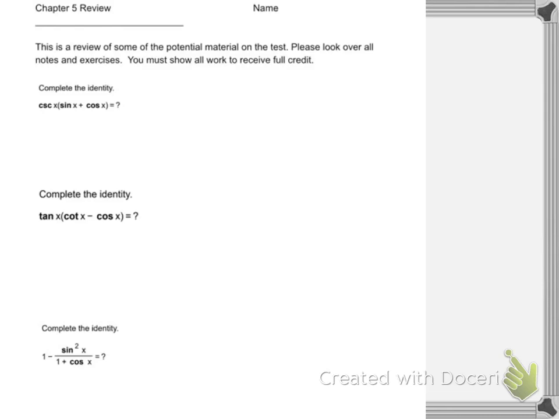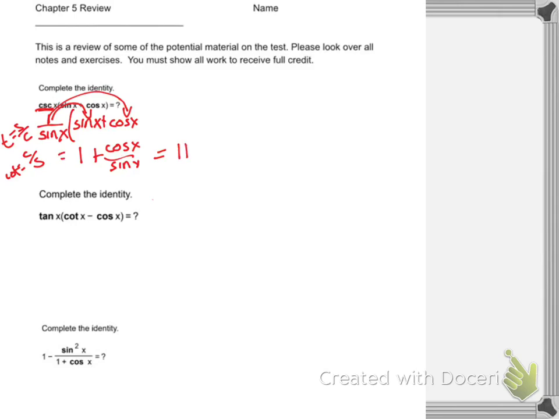As I look at this, I think the first step would be to translate this into sine. So we're going to do 1 over sine, that's that identity, times sine x plus cosine x. I'm going to distribute that in. So sine times 1 over sine will give me 1 plus, and then this gives me cosine over sine. I know that tangent is sine over cosine, so that means cosine over sine has to be cotangent. So we now can rewrite this as 1 plus cotangent of x. That's as small as I can get that. There's no other way to simplify.